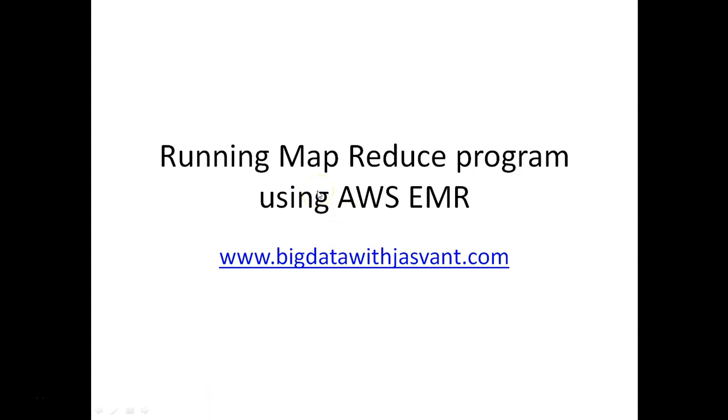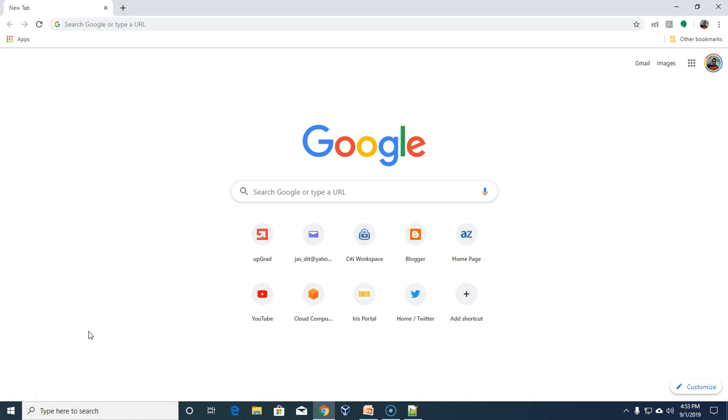Hi friends, today we are going to learn how to run a MapReduce program using AWS EMR. Using AWS EMR you can launch a multi-node cluster and run your program on that. Once your program is finished, it will automatically shut down the EMR cluster. For running the MapReduce program on the EMR cluster, we will be running a simple word count program.